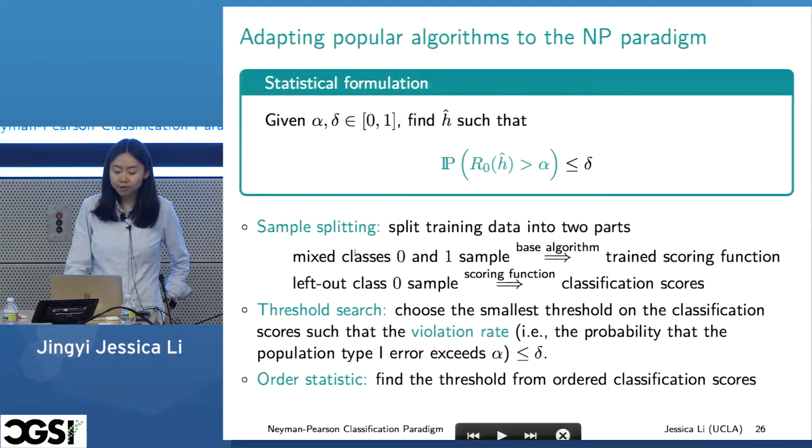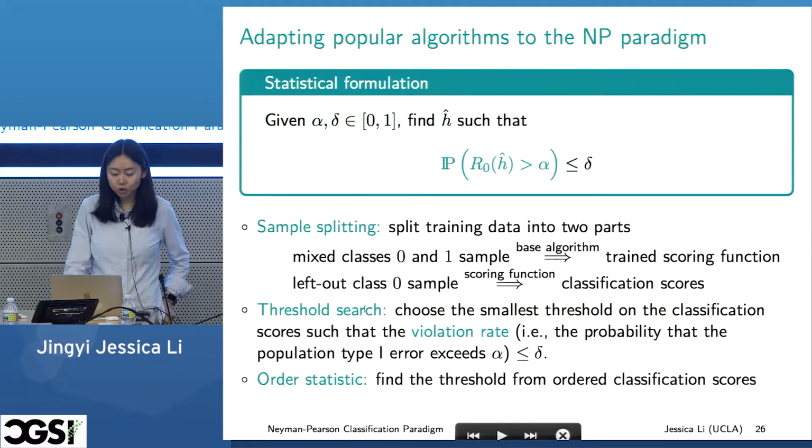And then we will apply the scoring function to the left out class 0 sample to obtain a set of classification scores. And these scores are all from class 0. So then the next question is, can we find a threshold from this set of classification scores? This threshold search step is the key step.